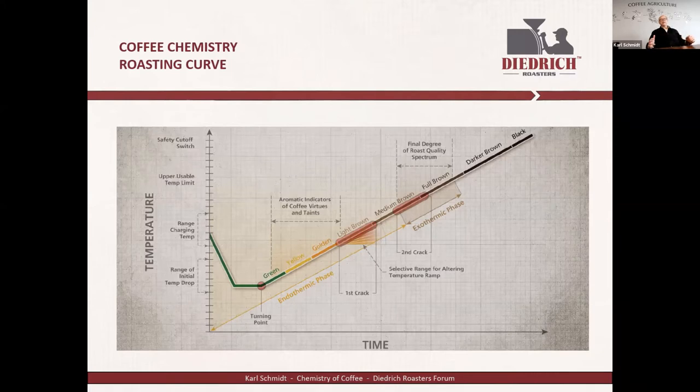This is a very simplified chart or schematic that shows what happens. We're charging a roaster at a charging temperature, depending on the roast quality. The green coffee itself, and Mike will talk about green coffee and the agricultural part and the post-processing after picking. But we're charging the roast with a batch of coffee and applying energy to the coffee. Air is roasting coffee, but we're talking about several different energy supplies to the coffee.